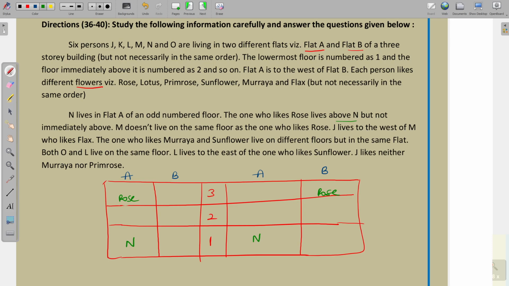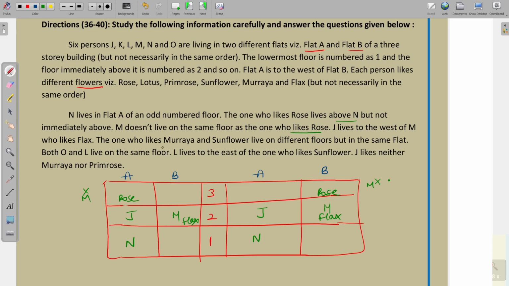Next, M doesn't live on the same floor as the one who likes rose. So, M is not placed here. J lives to the west of M, who likes flags. So, J lives to the west of M. Suppose M is placed here and J is here. J is west of M, who likes flags.